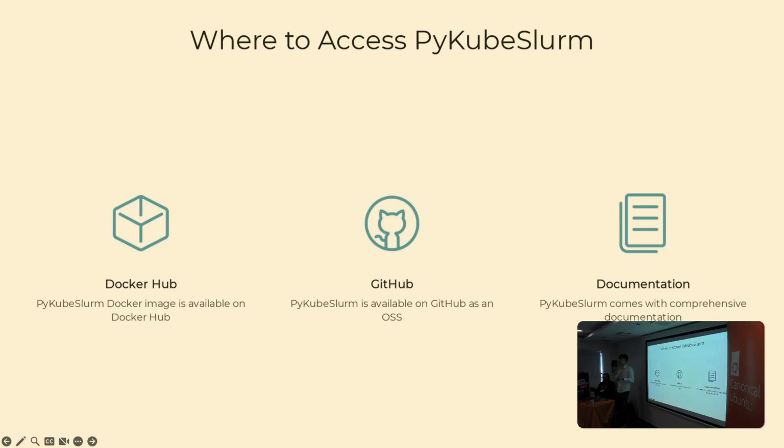And going on, where can you access PyKubeSlurm? There is an image which I published on Docker Hub in my personal account. Also, as I said, the project is open source. You can access it on GitHub. I have the links before. You can all easily access it. And I also wrote some documentation on how to get it deployed in your environment.